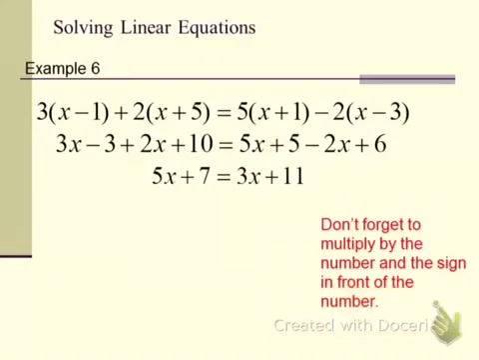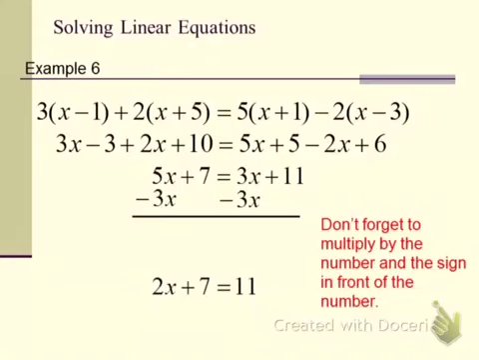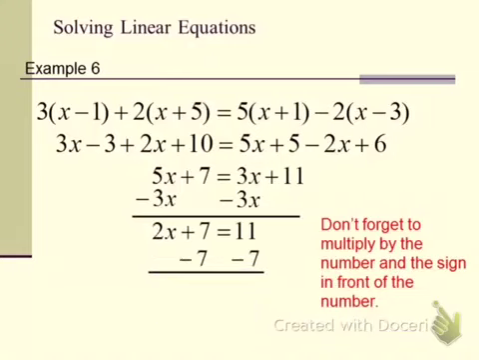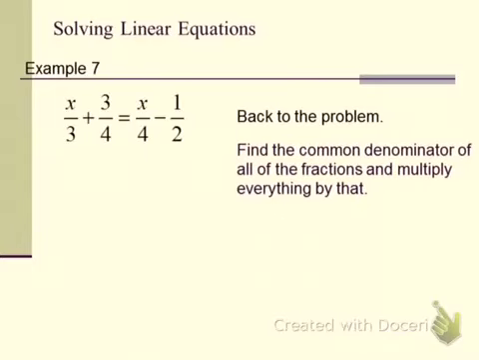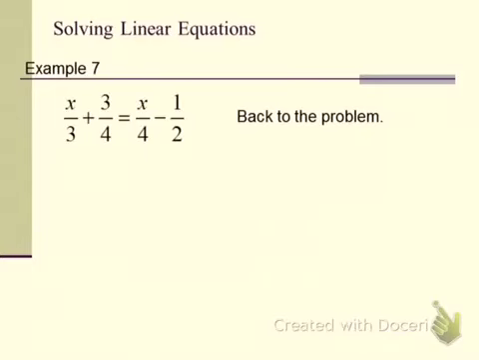Subtract 3x. Remember, always let the variable go first. It avoids some complicated situations. When you subtract 3x from both sides, you get 2x plus 7 equals 11. When you subtract 7 from both sides, you get 2x equals 4. And when you divide both sides by 2, you get x equals 2. Right? Good? All right. Let's make things a little bit more challenging. Fractional equations.